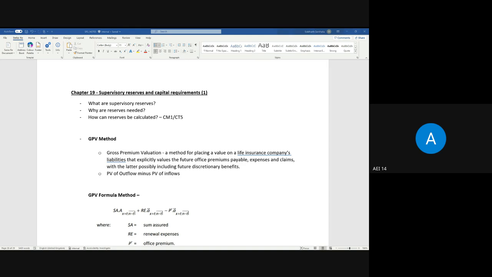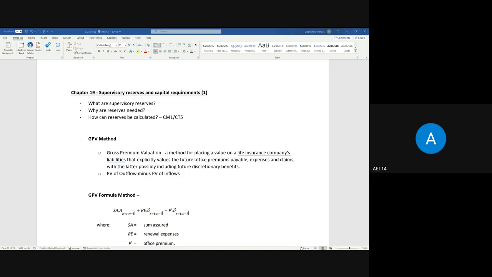The formal definition of a gross premium valuation is a method for placing a value on a life insurance company's liabilities that explicitly values the future office premiums payable, expenses and claims, with the latter possibly including future discretionary benefits. So you are taking three things into account: your premiums, which form a part of your inflows, and these are future office premiums, netted out for any taxes. So it's your net premiums, and then you have expenses and claims, which are your outflows. Expenses include commissions here as well, whatever expenses the company expects to incur in the future, and your expected claims in the future as well.